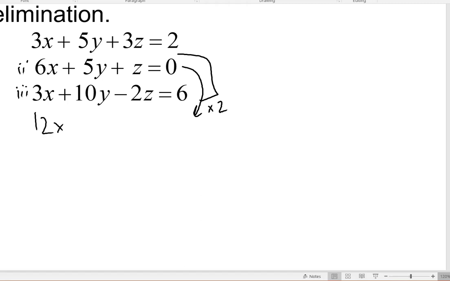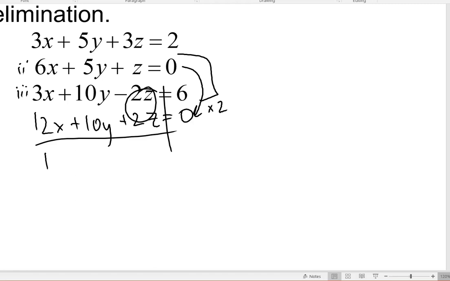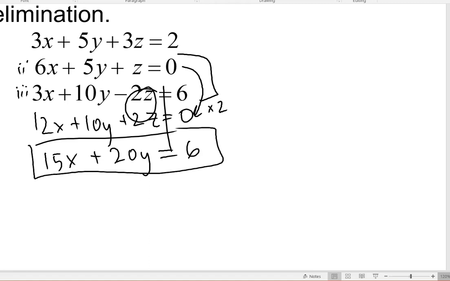So 12x, 10y, 2z, and 0. No more z's. So I've got 15x, 20y is equal to 6. Box that in. That's equation 4. That's one of the first steps that we need to do.